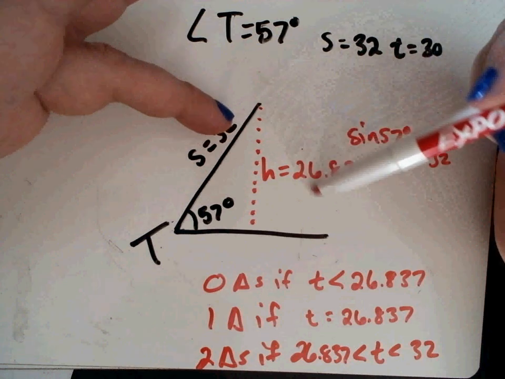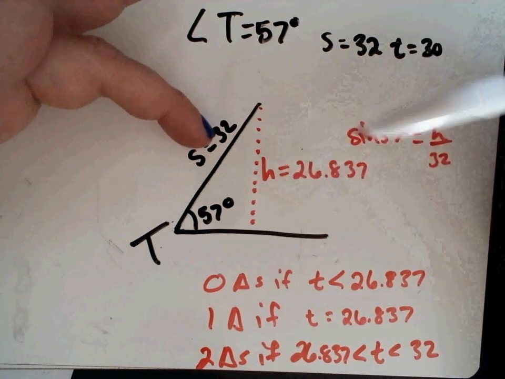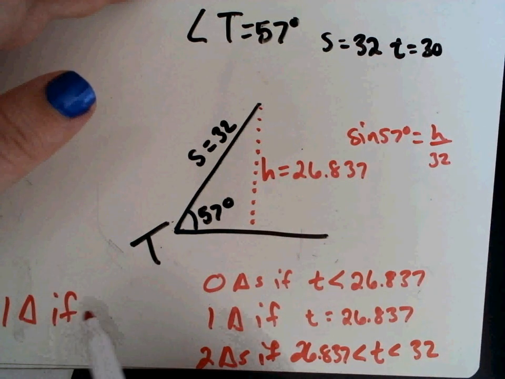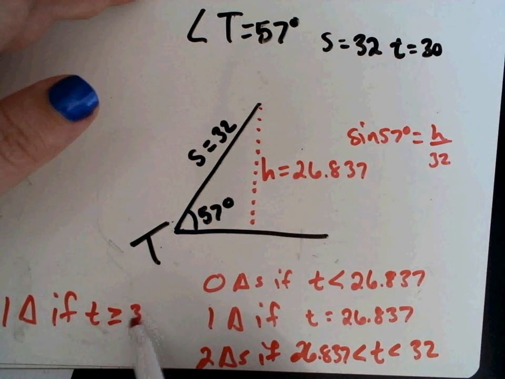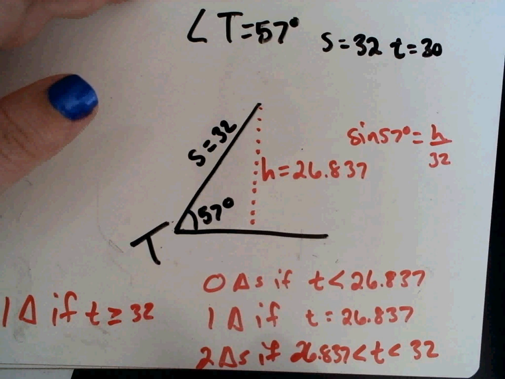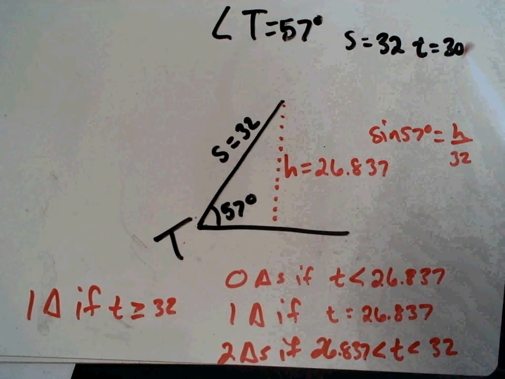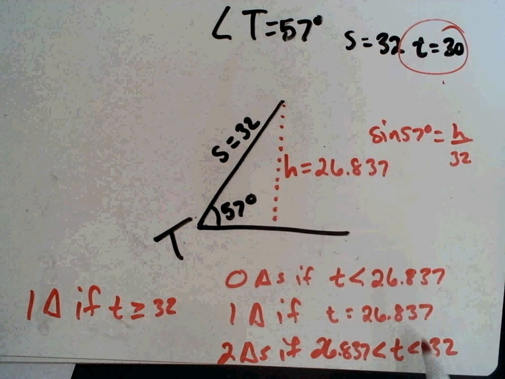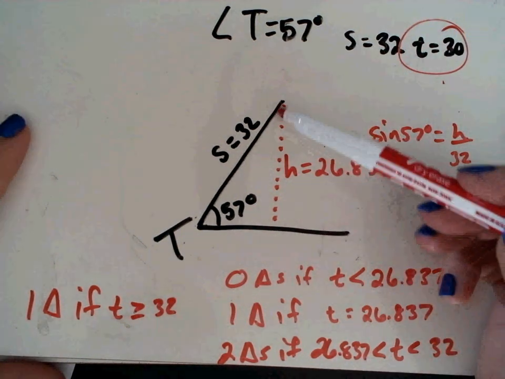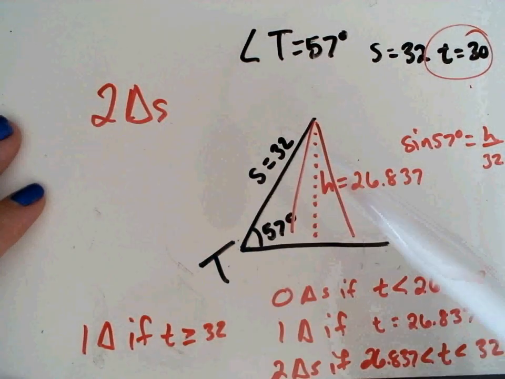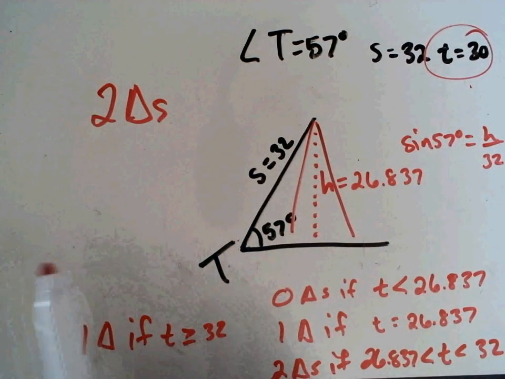Okay, so what if you're not between these 2? The next option is you're exactly the same as 32, or you're more. So you would again have only 1 triangle if T is greater than or equal to 32. Okay? So those are your options. In our case, T equals 30 lands in between these 2, which would mean this would be 2 triangles.